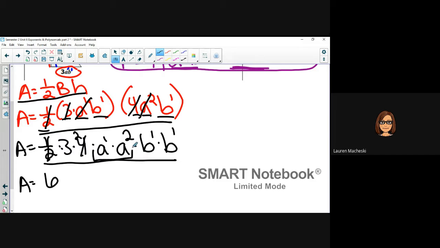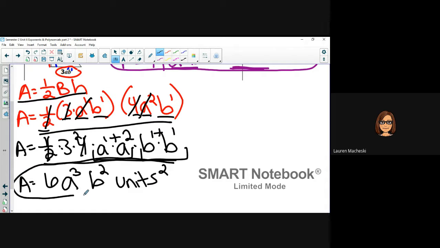A to the first times a squared. Remember, multiplying like bases, keep the base. Add those exponents. I got 1a and 2a, so I have 3 total. b1 times b1, I keep the base, add the exponents, 1b and 1b gives me 2b's. So 6a to the third b squared, and that is units squared when you're talking about area.